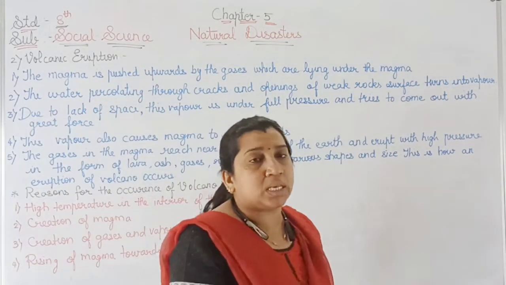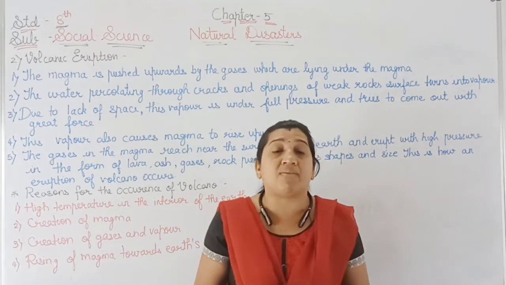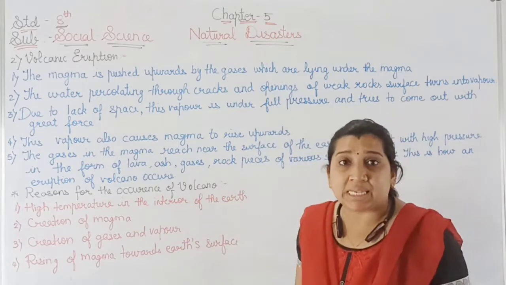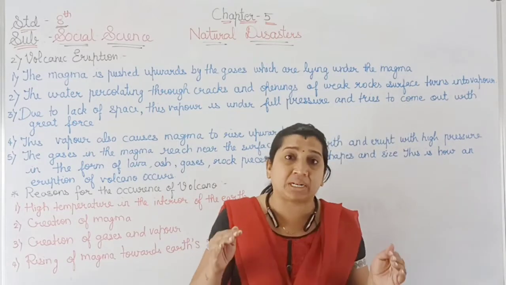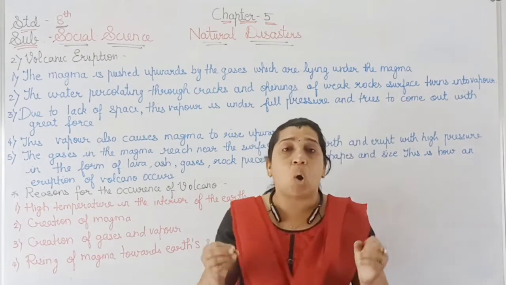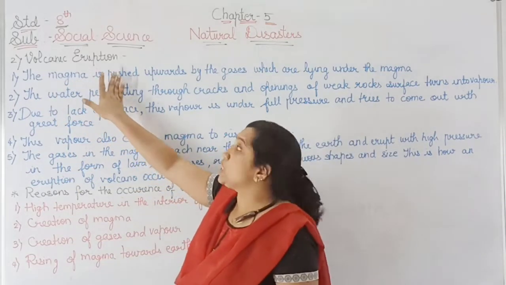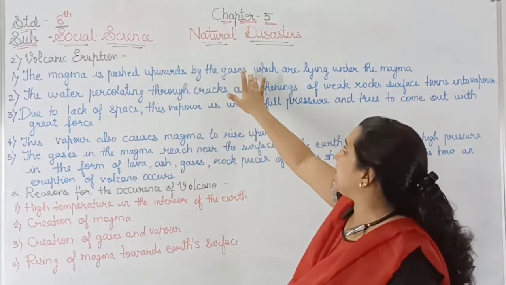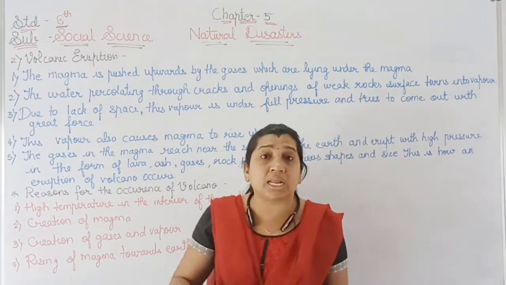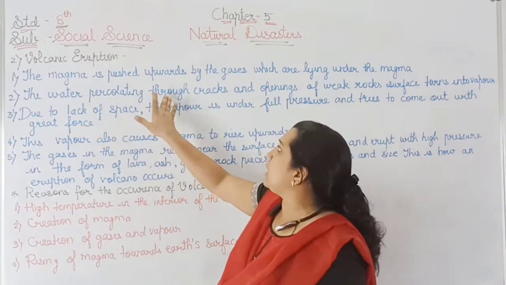Now we have seen that the interior portion of the earth is still made up of lava, hot gases, water vapor, magma. It is being said the upper portion has cooled down, but the interior portion of the earth still has the magma, lava, hot gases, vapor. The magma is pushed upwards by the gases which are lying under the magma. So how does the volcanic eruption take place? The water percolating through the cracks.